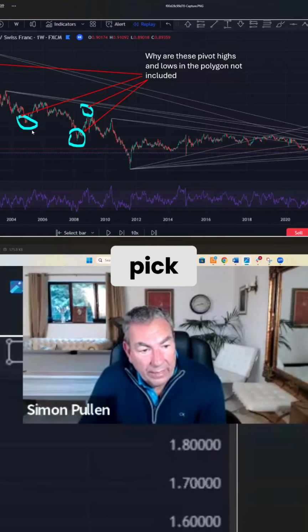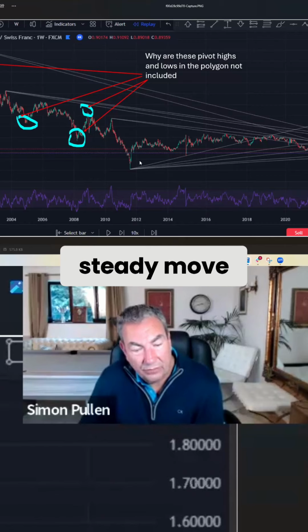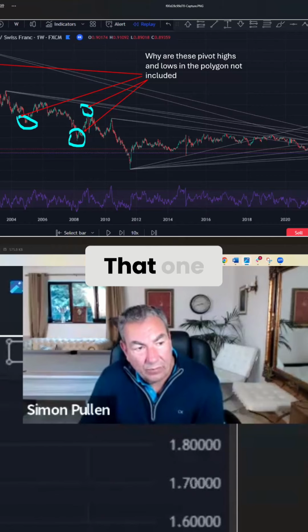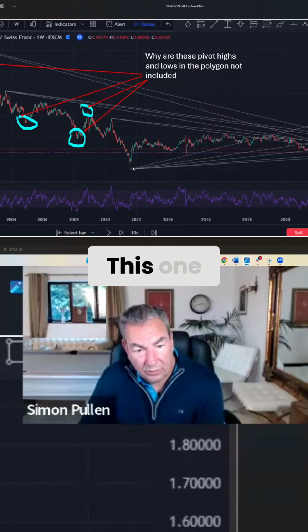If you want to pick these, I wouldn't be picking these. These are just part of a pretty steady move down in price. That one, yes, absolutely looks good. That top one. This one, not particularly. No, this is just a move down in price. This one, yes, it is.